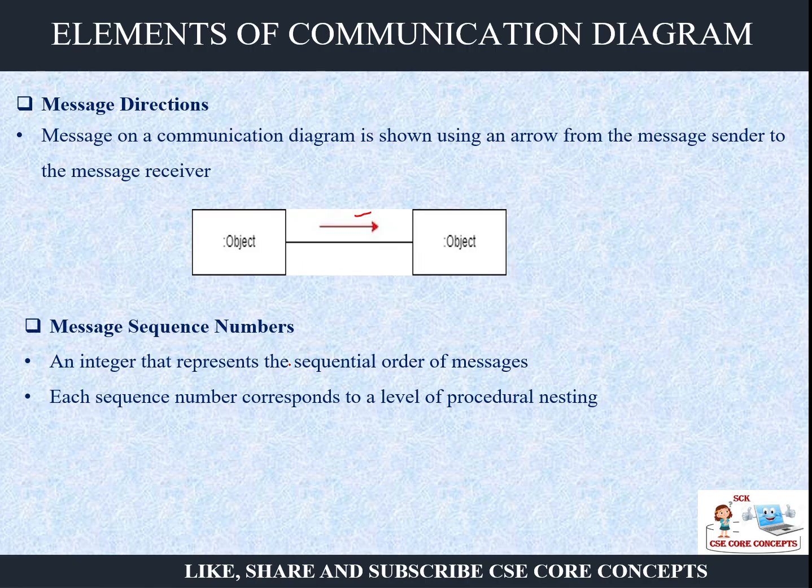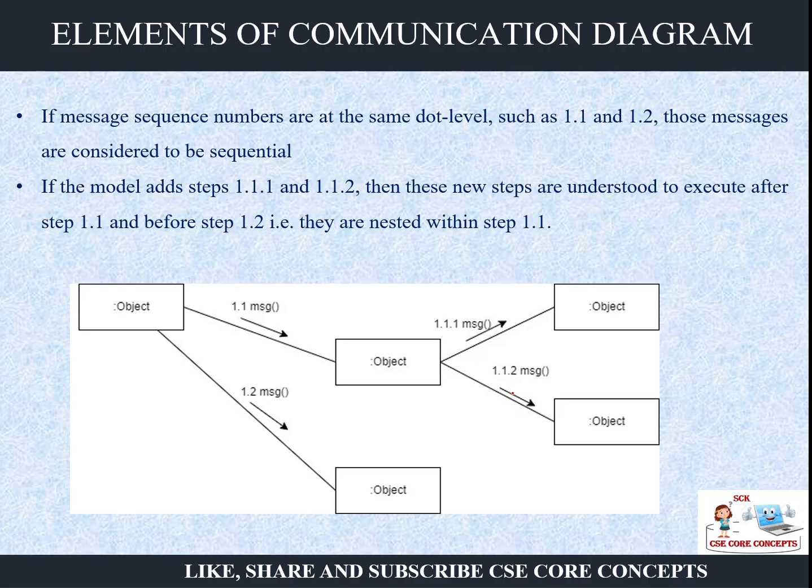And every message, as I told you, has a sequential order of messaging. They are called the sequence numbers. If you are giving the messages at the dot level such as 1.1, 1.2, these represent sequential messages. First 1.1 will go, then the message 1.2 will go. But if you give a message like 1.1.1, that means it is a part of message 1.1. 1.1.2 is also a part of message 1.1. This is how you can show the numbering.